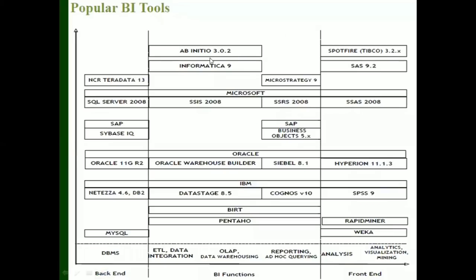And these are the popular BI tools in this chart. I will start from the front end: Spotfire, SAS 9.2, SSAS, Hyperion 11.1.3, SPSS 9, RapidMiner, and Weka for analysis, analytical visualization, and mining. And these are the BI functions like Cognos, Microsoft, Oracle, IBM, Oracle, and Microsoft.